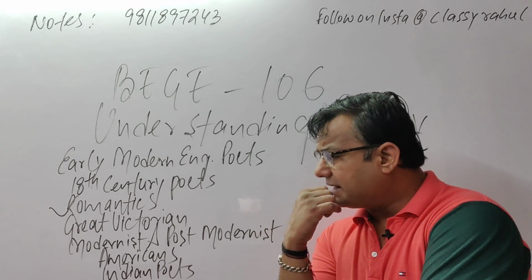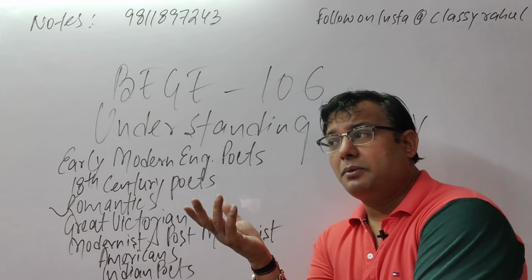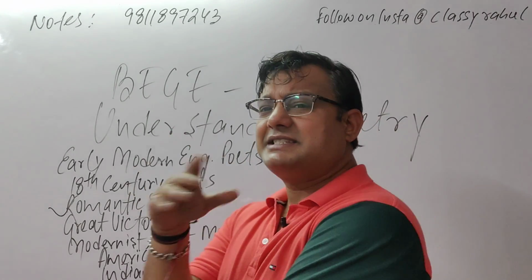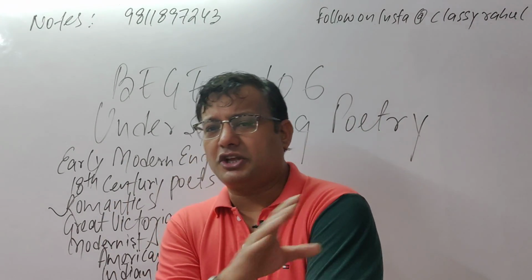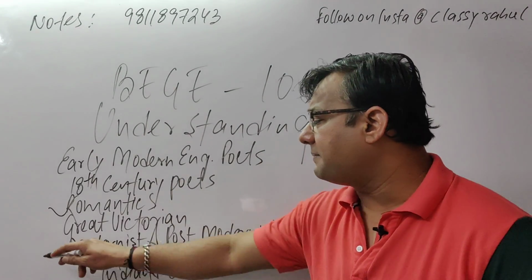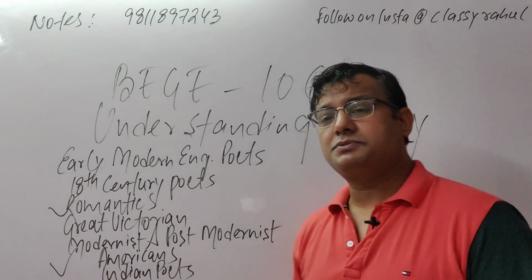Time to deal with the next part, the Great Victorians. It's all about Victorian poets. How can we escape the Great Victorian poets? We cannot. We have to deal with the Great Victorians, and then there come the two parts, the modernists and postmodernists.